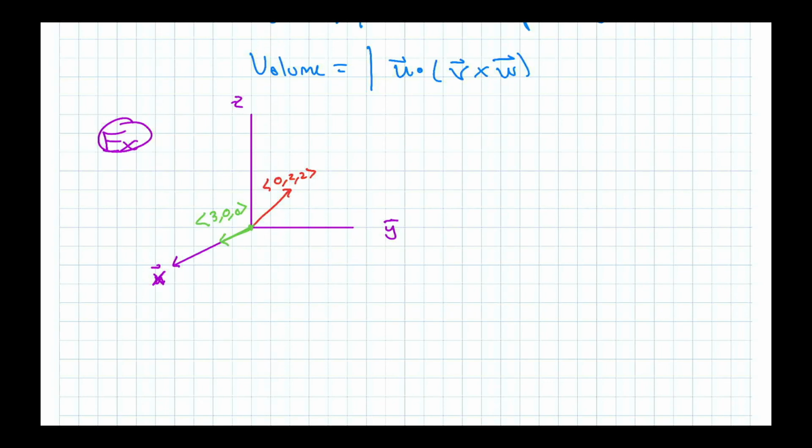So let us go on the bottom here, like this. And that's in the y direction. So let's call it 0 in the x. We're going to call it 3 in the y. And 0 in the z. Okay. Now, what would that parallelepiped look like?